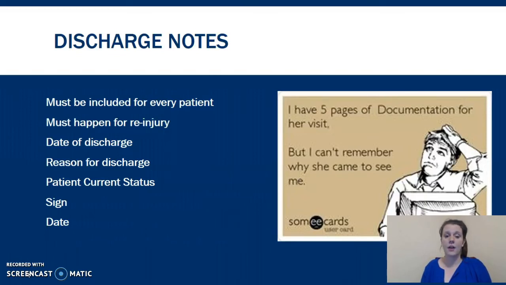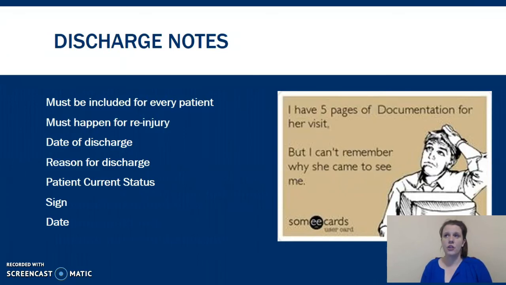This could also be a case where the patient is feeling a lot better and is able to continue on with just some therapy at their house, maybe a prevention program at that rate. These have to be included for every patient. If you do not have a discharge note for every single patient, for every single injury, that is considered abandonment of the patient. This should have information like the date of discharge, the reason for discharge, any changes in patient status, and again, this must be signed and dated.